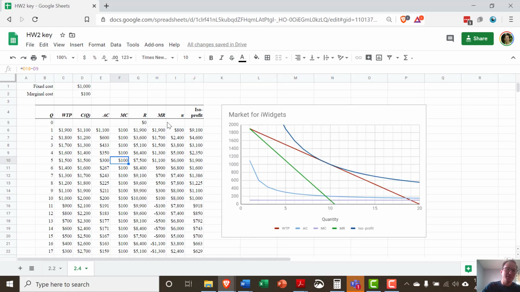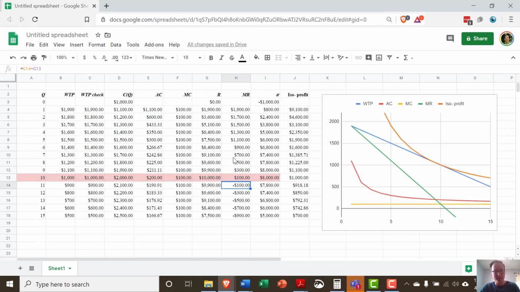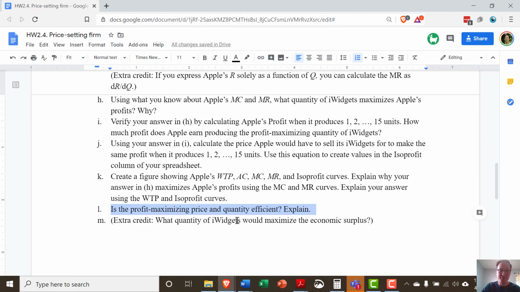So this spreadsheet here is not the most beautiful. I encourage you to see exactly the same thing by working through the key that I posted. You can click on all these things and see exactly what function I'm using. My figure looks a little bit better and so on. But I think that is it, except for the extra credit. You can think about what quantity of iWidgets would maximize the economic surplus. I'll leave that to you to think about.